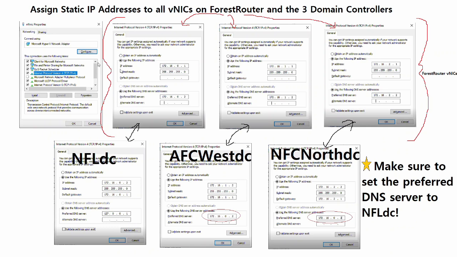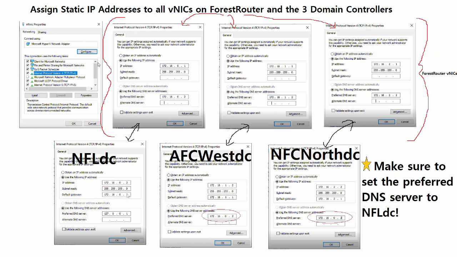So 172.16.0.1 will be the default gateway for NFL DC. 172.16.1.1 will be the default gateway for AFC West DC. 172.16.2.1 will be the default gateway for NFC North DC. You see how they match up with each other because they're connected to the same network, right?